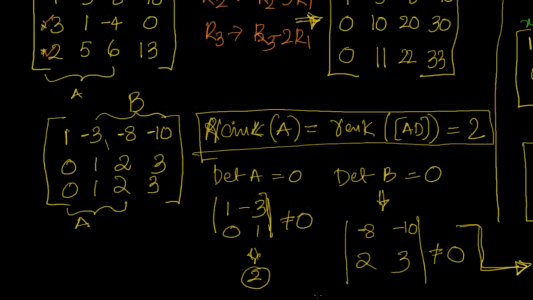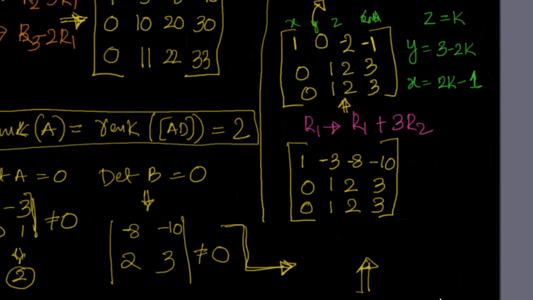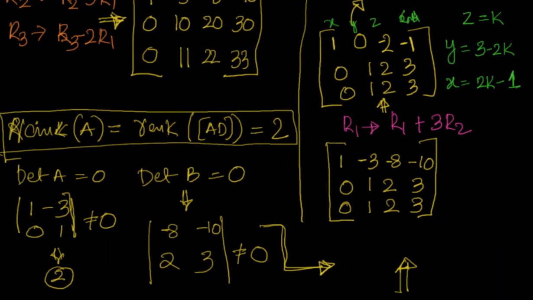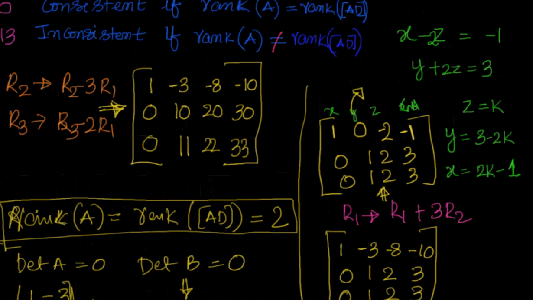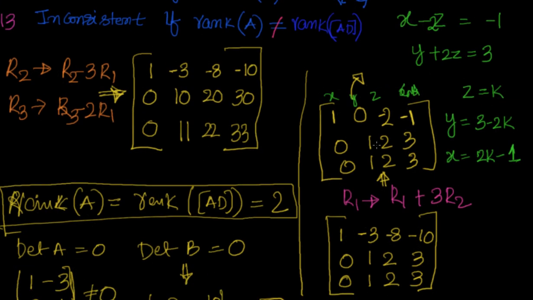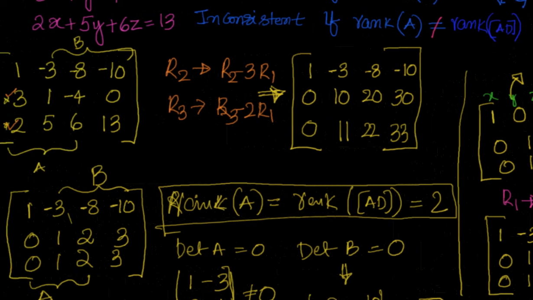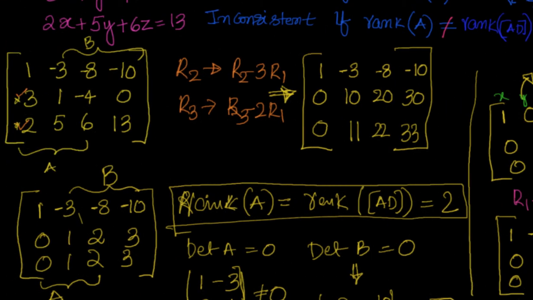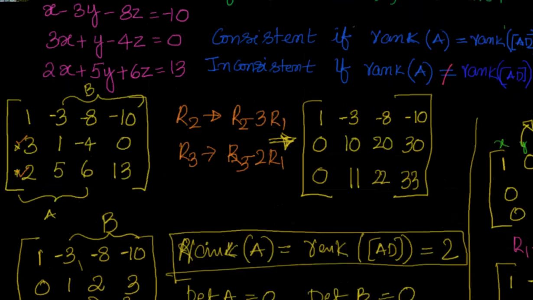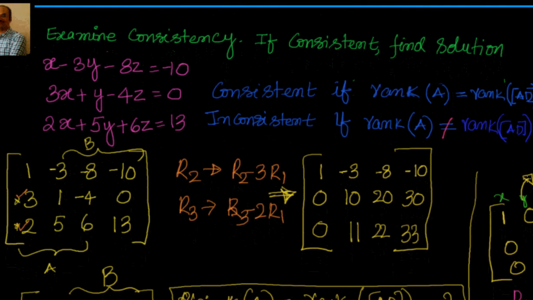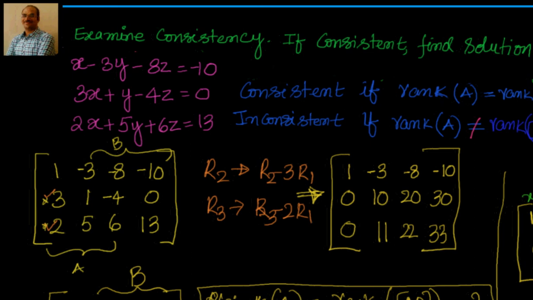Once you know they have infinite solutions, I applied another transformation so that I can get some more information out, and that tells me that x minus 2z is minus 1 and y plus 2z equal to 3. Since we have infinite solutions, if I take z equal to k, y will be 3 minus 2k, and x will be nothing but 2k minus 1. So that's how you can find out whether the given equations are consistent or inconsistent, and also the complete solution, whether they have infinite solutions or a unique solution.